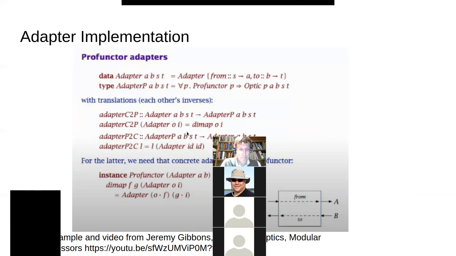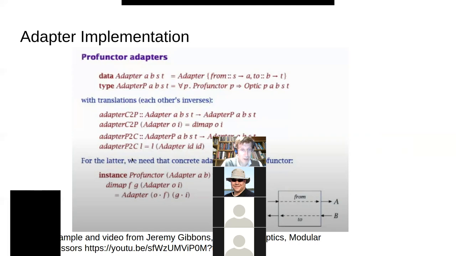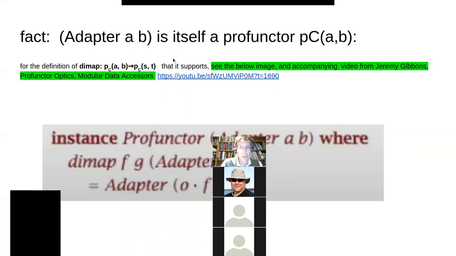But essentially, there are quite deep invariants that are being captured here. And I think Jeremy Gibbons does a pretty good job of explaining why these work. But I've added some comments in here about how these work. And one of the key factoids that helps understand how these work is that an adapter, adapter A B, is itself a profunctor that can be expressed. So you can lift it. An adapter A B implemented in a classic way can have a dimap associated with it.